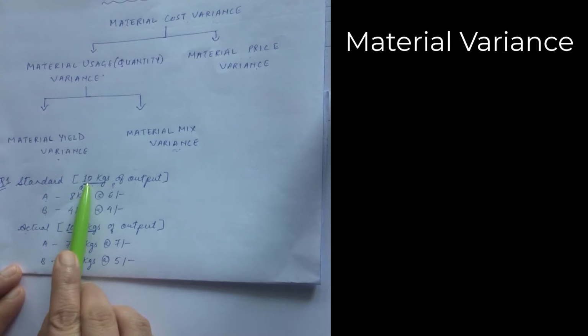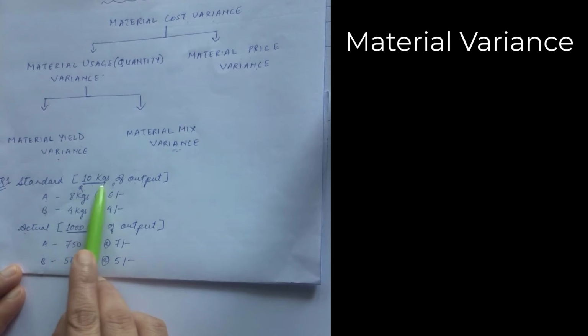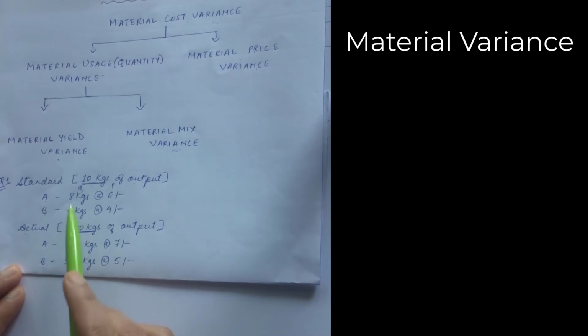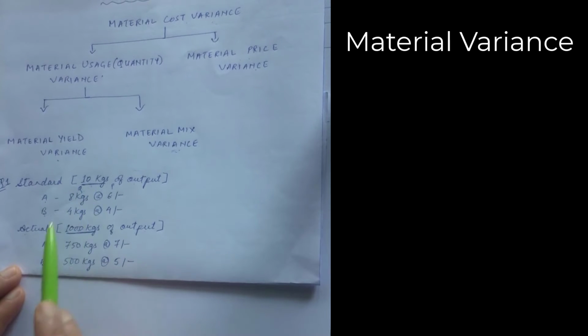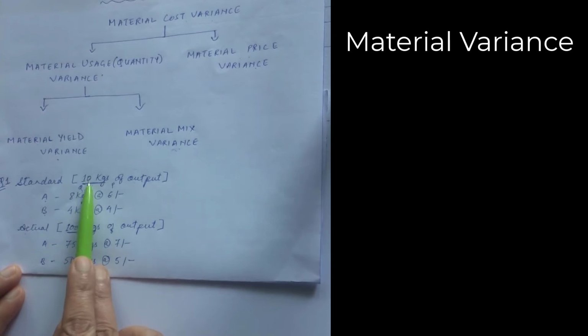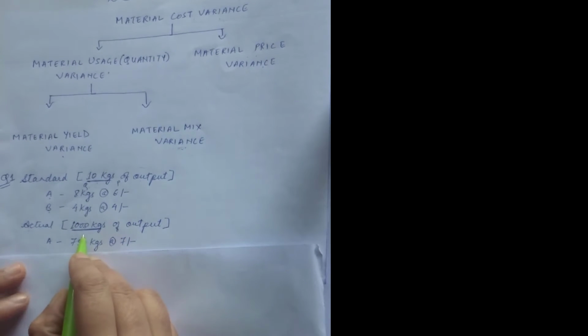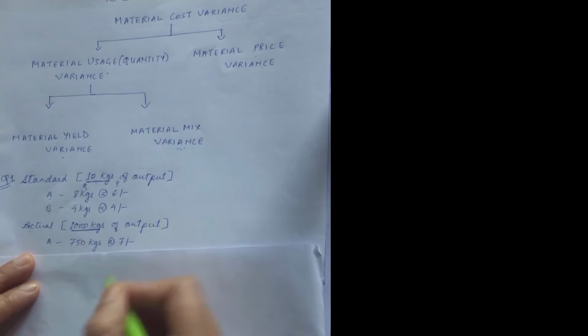Now you can see here standard is for 10 kg and actual is for 1000 kgs. If the standard is not for 1000 kg, then we cannot compare this. If 10 kg were in actual also, then we could compare it. To make it comparable, the standard also has to be for 1000 kgs. We have to know for 1000 kgs how much material A and material B will be required. I'll show you how we convert this 10 kg to 1000 kg.